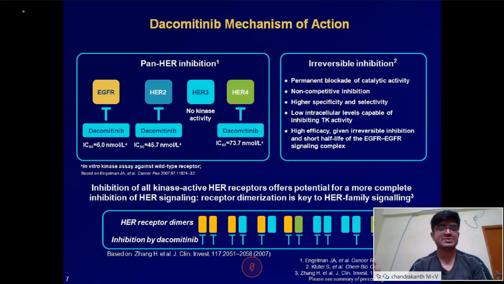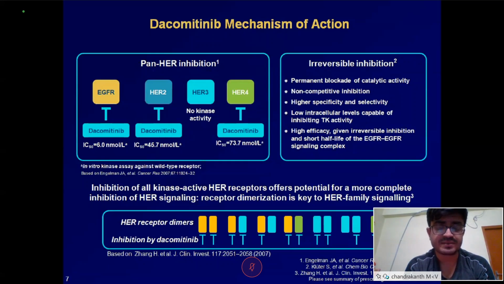Then going further, you can see, this is what I was saying, dacomitinib is an irreversible inhibitor, and it is a pan HER2 or a pan ERBB inhibitor. So if I inhibit only one receptor, then of course the efficacy is there. But if it is irreversible and a pan or blanket inhibitor, of course the efficacy is better, but it also has a higher toxicity profile in terms of more diarrhea.